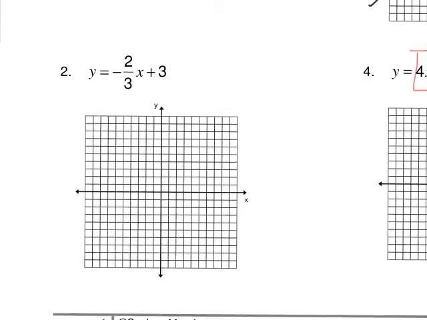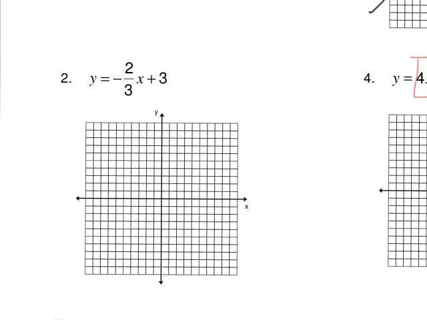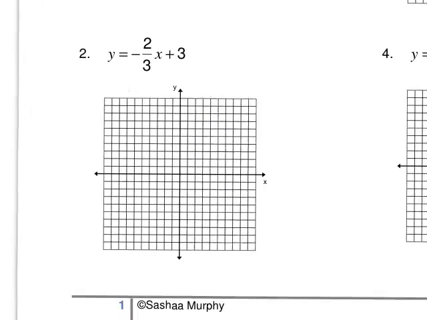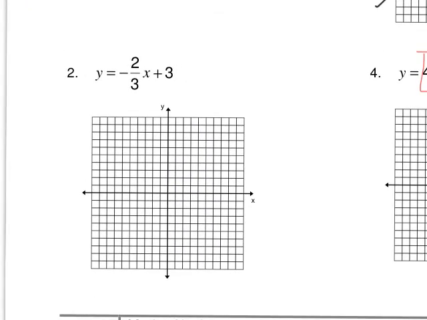So here's this one. We have y equals -2/3 x plus 3. Why don't we do this one together because we didn't do any negatives yet. And you can do the other side on your own. All right, so we circle our y-intercept. Our y-intercept here is 3. So we go up to +3 on the y-axis.